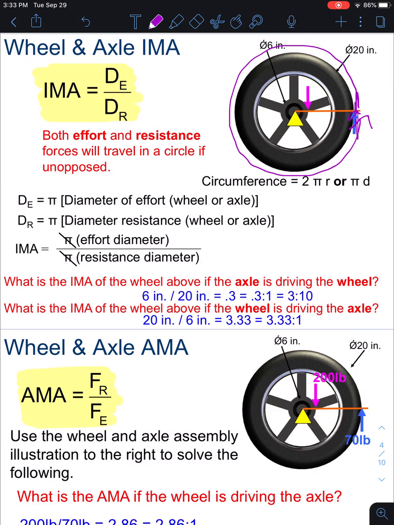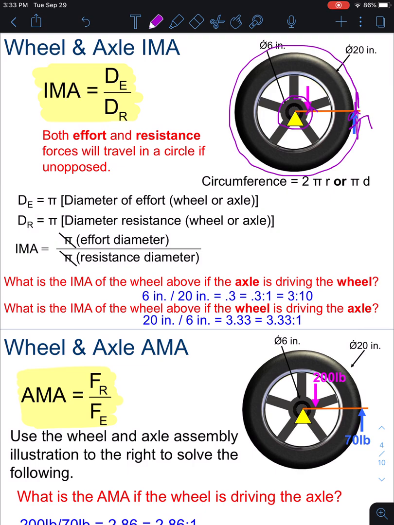Okay? Because as you push the wheel in a circular shape, the axle, which is down in the middle here where you have that yellow triangle, the yellow triangle actually refers to what we would call the fulcrum of a lever. Okay? But when you turn the wheel one full circle, the axle also turns one full turn. It turns at the same rate. So if we know the circumference of the wheel and the circumference of the axle, we can compare those two and get our IMA again.